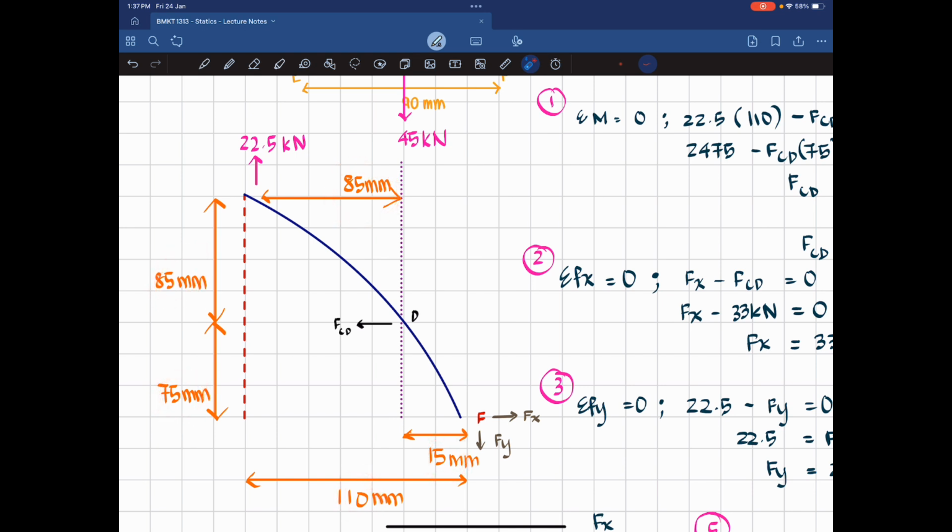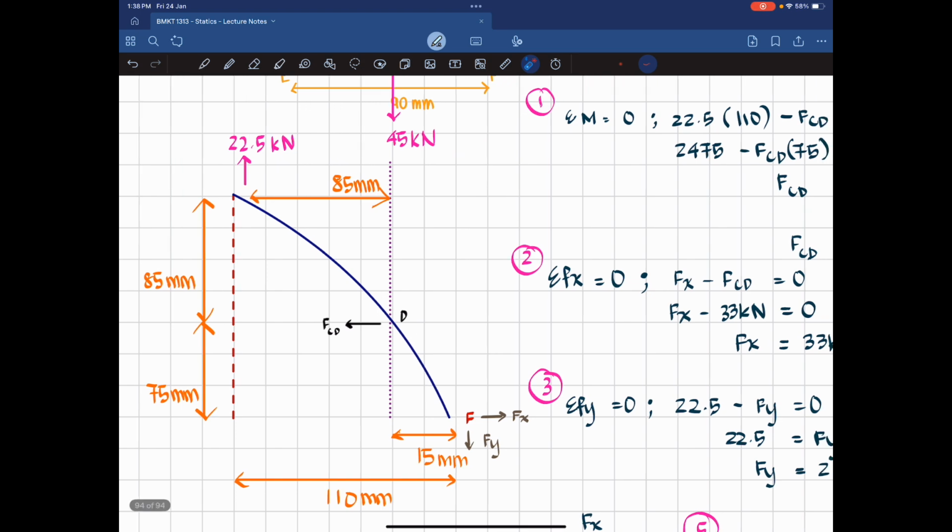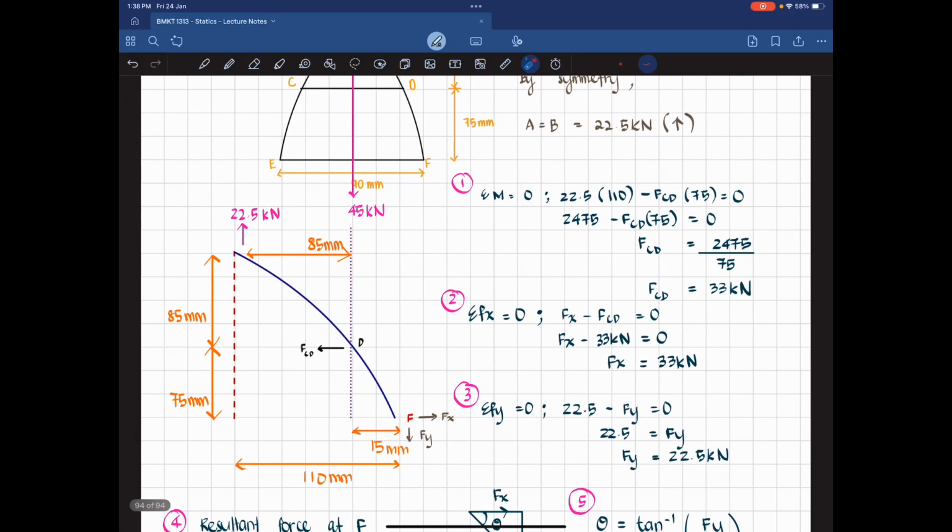Next, we need to resolve the free body diagram and label all the forces exerted. We already have the first force, which is 22.5 kilonewton. Then we label at F: it has two forces, Fx and Fy. At D, it only has one force, FCD, along the x-axis. Okay, that is all for the free body diagram.